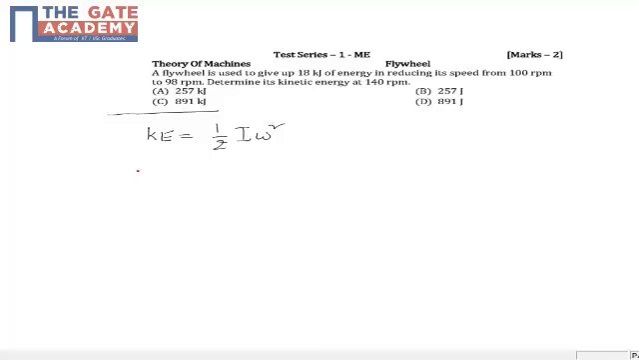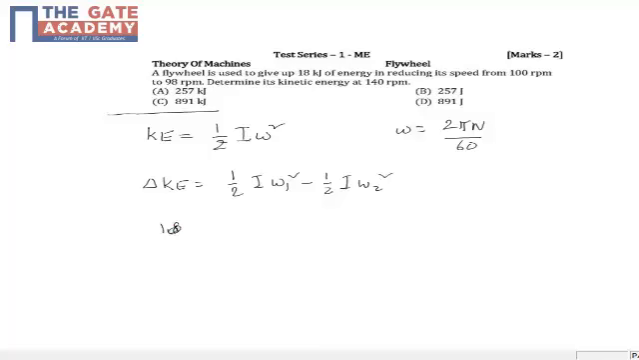Now it gives up 18 kilojoules of energy in reducing its speed from 100 rpm to 98 rpm. And how is your angular speed related to rpm? It's 2 pi n by 60, because this is radians per second and this is revolutions per minute. Now it gives up energy, which means the kinetic energy drops from half I omega 1 square minus half I omega 2 square. So it gives out 18 kilojoules.